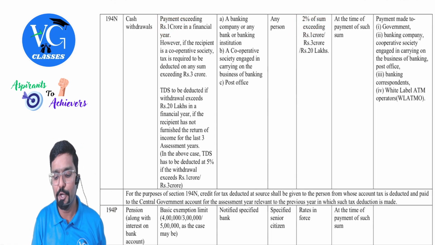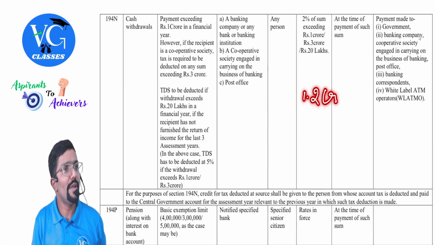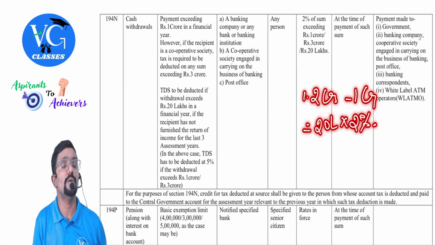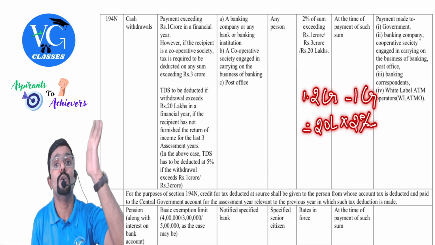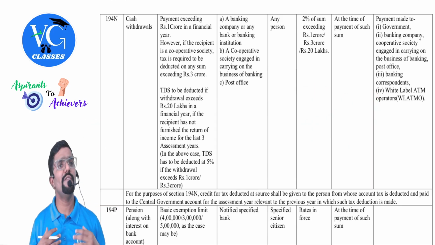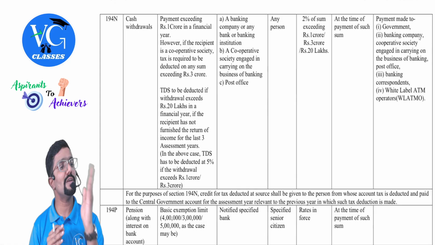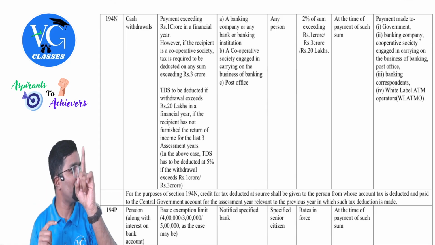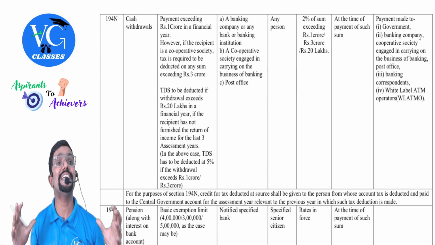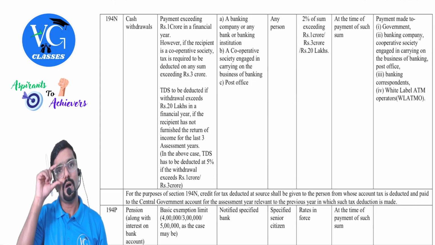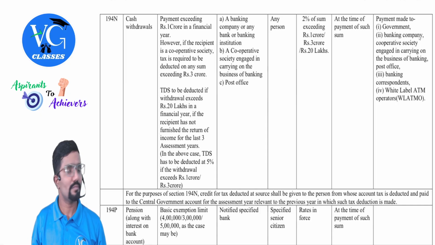Yes. Assume I withdrew 1.2 crore. How much is in excess of 1 crore? 20 lakh. On 20 lakh, TDS will be deducted at 2%. Only on the amount in excess of 1 crore. What if I withdraw 80 lakh, 40 lakh, 60 lakh? No TDS. What if I withdraw 60 lakh twice in a year? Crossed 1 crore? Yes. What is the aggregate withdrawal? 1.2 crore. How much is in excess of 1 crore? 0.2 crore. On that, TDS at 2%.